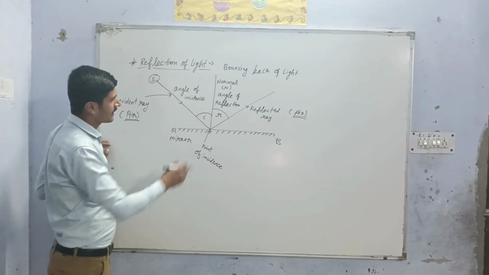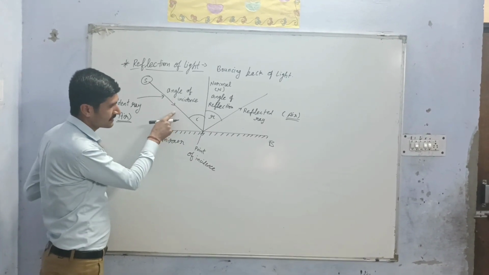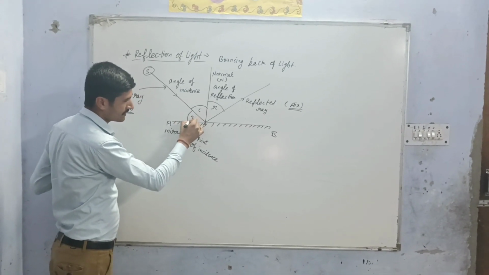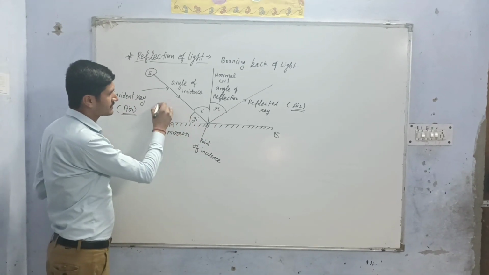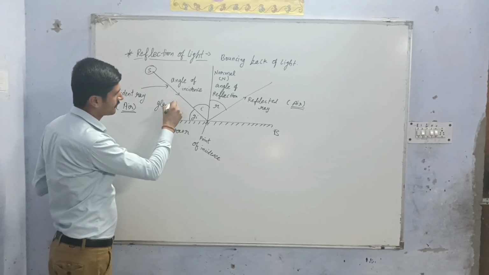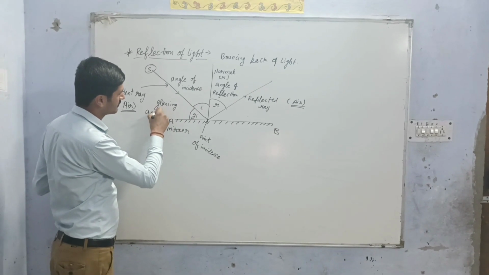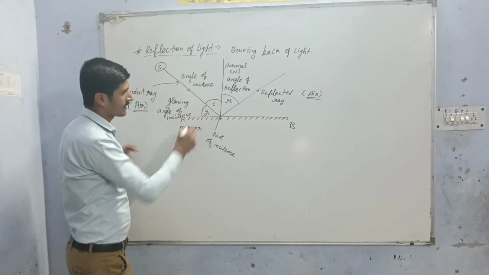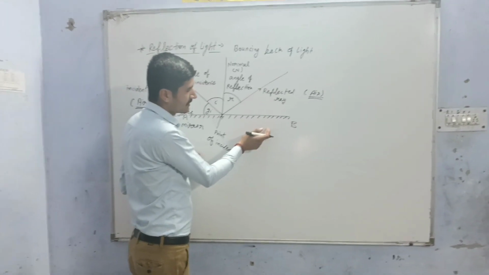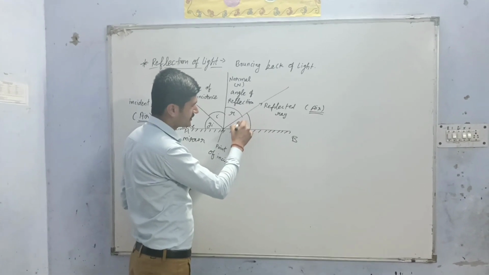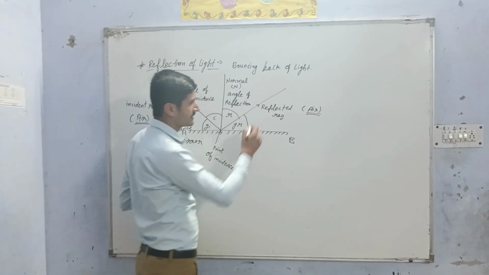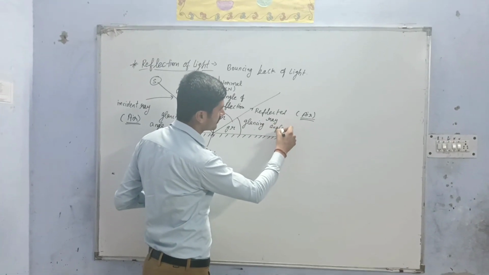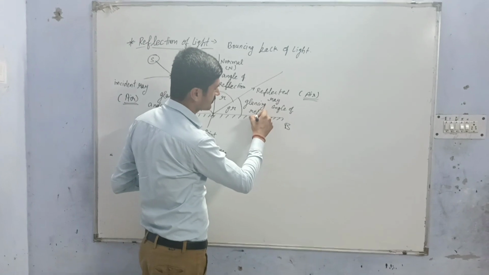Okay, one more thing. As you can see, between incident ray and the mirror or the reflecting surface, there is another angle. This is known as angle GI. GI means glancing angle of incidence. And between reflected ray and the reflecting surface, another angle. This is known as angle GR, means glancing angle of reflection.